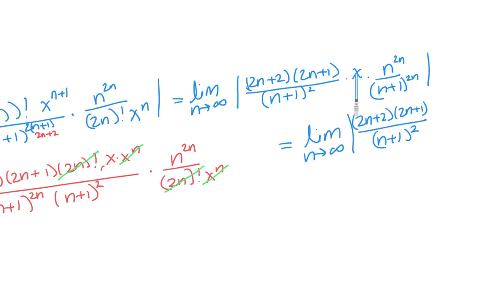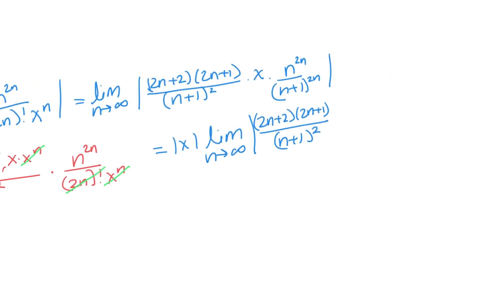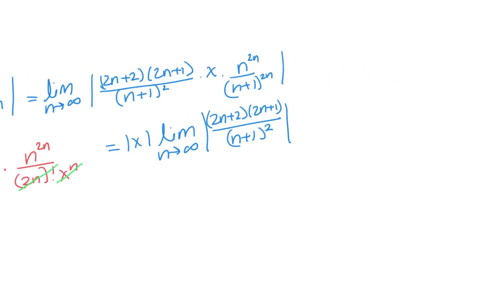This x is not dependent on anything, so I can factor that out in front of the limit. So let me erase this. So I can write this as the absolute value of x multiplied by the limit. Now, this portion looks super familiar. We've done that a couple of times.